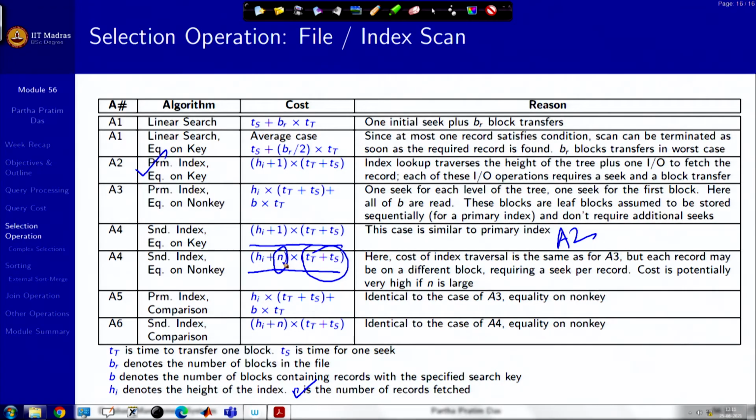For primary index, when you look for comparison, the case is very similar to working on A3, that is primary index on non key, because it is one additional operation for that. And similarly, if you are using a secondary index, it is similar to A4. So, these are different simple selection operations, and given the possibility of index, or whether you are querying for a key or a non key or comparison, you will have these kind of different cost situations that you can use as estimates of the query.